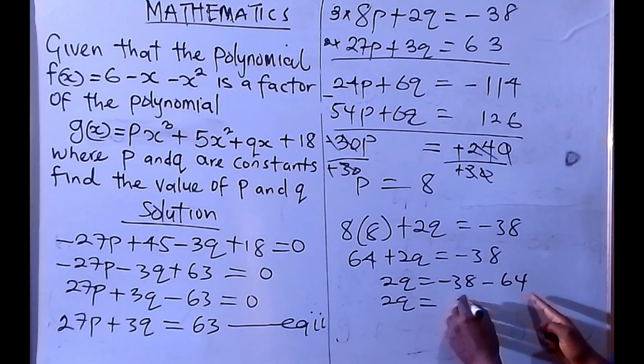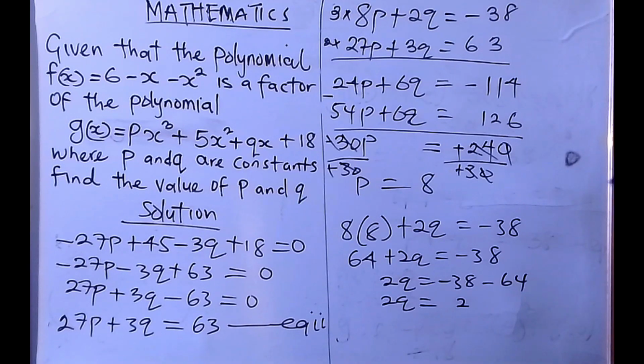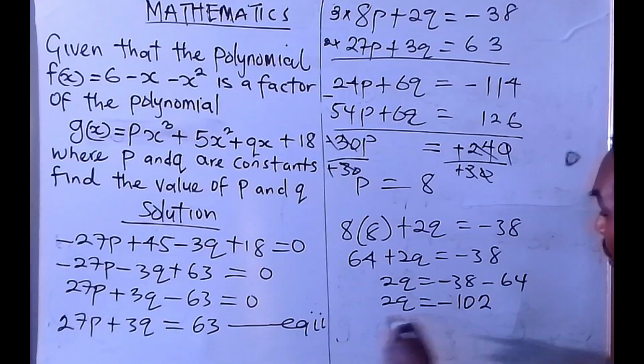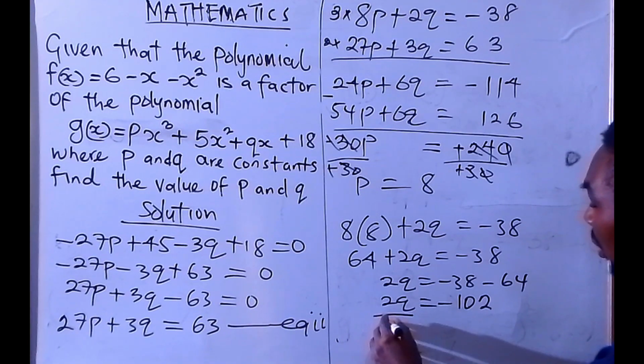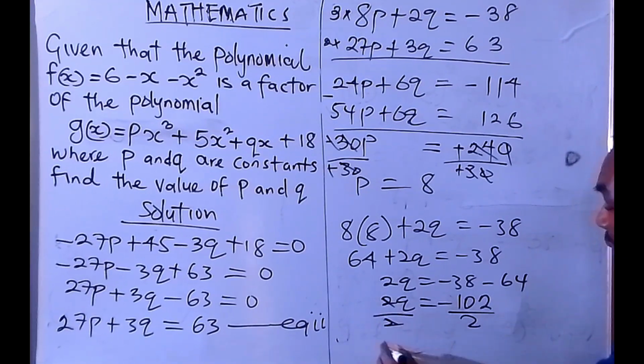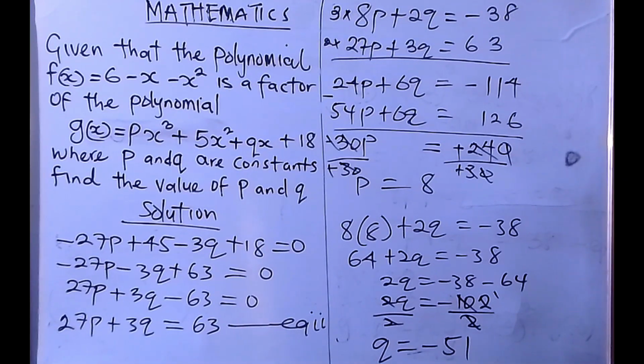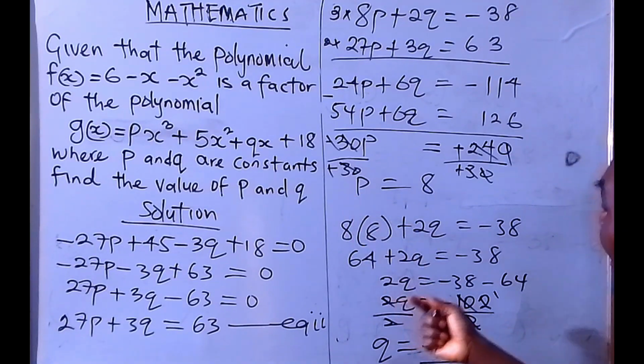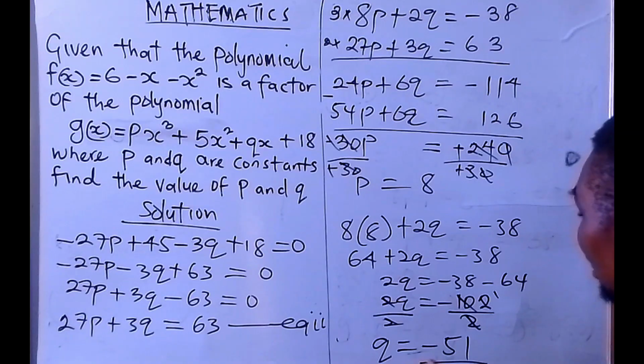So 2q now is equal to minus 38 minus 64. 8 plus 4 is 12, 3 plus 6 is 9, plus 1 is 10. So I have minus 102. So to get q, we divide both sides by 2. Therefore, q becomes minus 51. So at this point, the value of p is 8 and q is equal to minus 51.